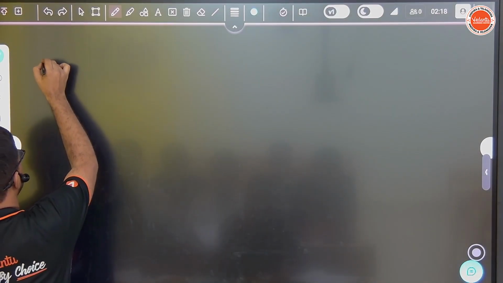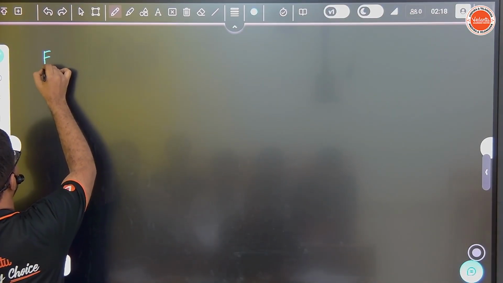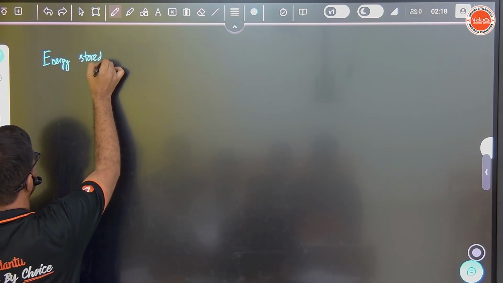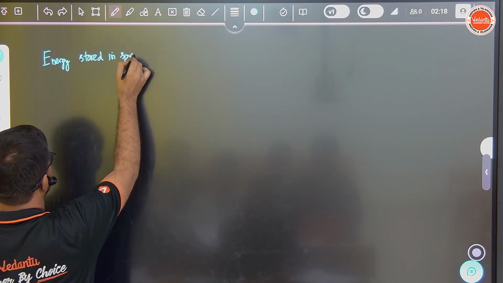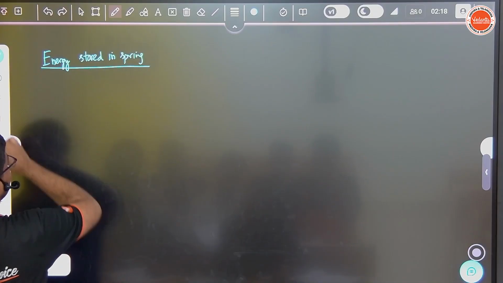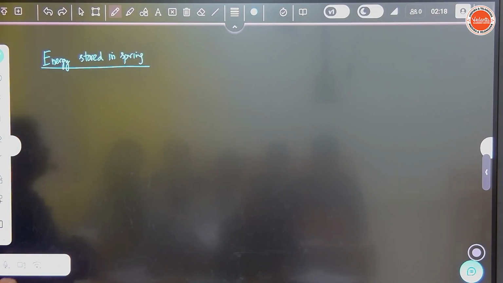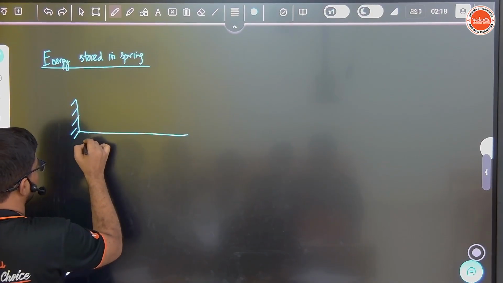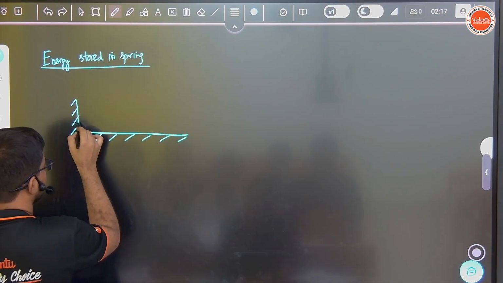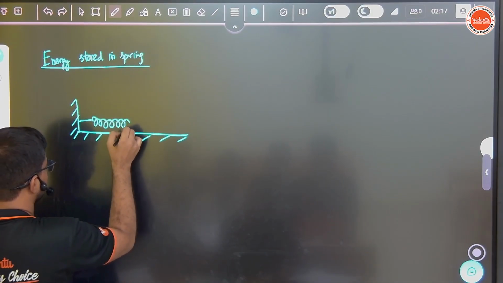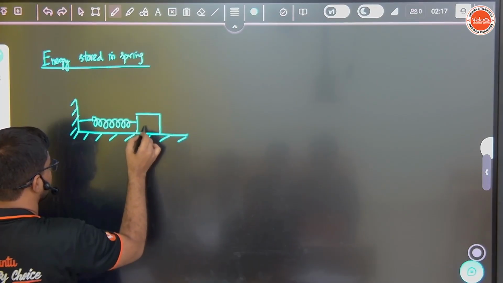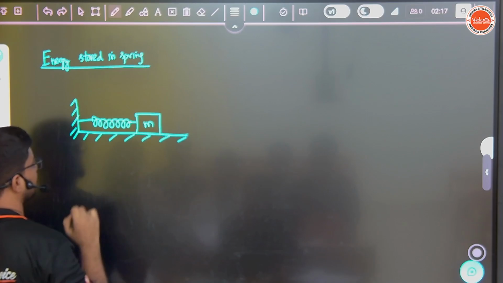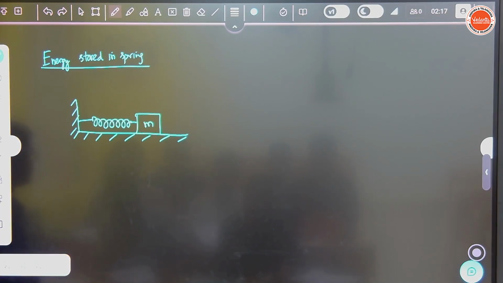And this is important, the energy stored in the spring. So energy stored in the spring. Let us say that initially I have a spring which is in its natural length over here, right? And a block of mass m is attached to this one here, right?